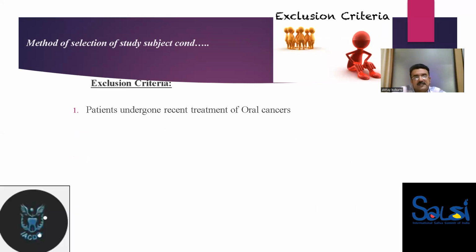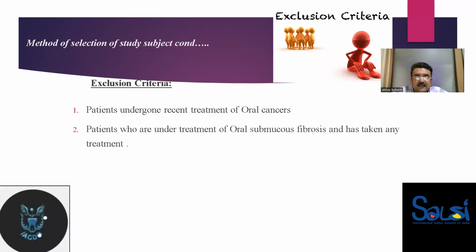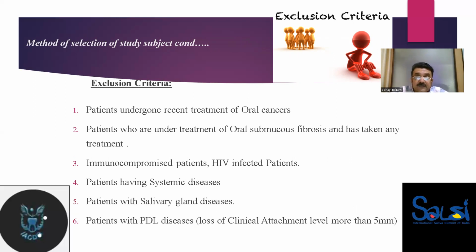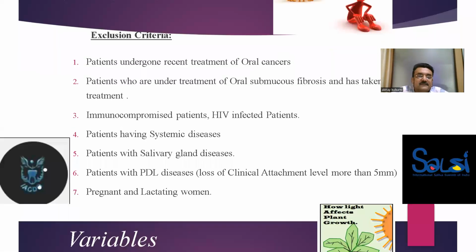Exclusion criteria: patient who has undergone recent treatment of oral cancer. Patients who are under the treatment of oral submucous fibrosis or have taken treatment in the past. Immunocompromised patients, HIV infected patients, patients having systemic diseases, patients with salivary gland diseases, patients with PDL loss, that is loss of clinical attachment more than 5 mm, and pregnant and lactating women.